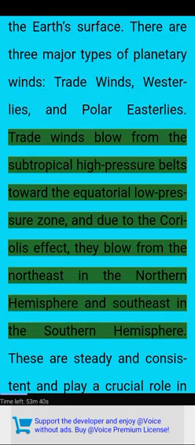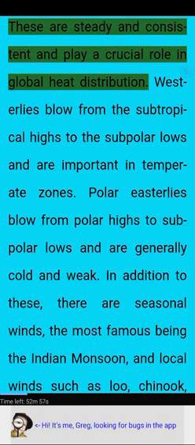Trade winds blow from the subtropical high-pressure belts toward the equatorial low-pressure zone, and due to the Coriolis effect, they blow from the northeast in the northern hemisphere and southeast in the southern hemisphere. These are steady and consistent and play a crucial role in global heat distribution.